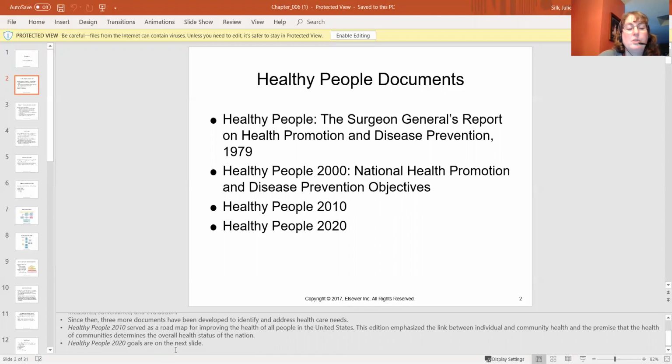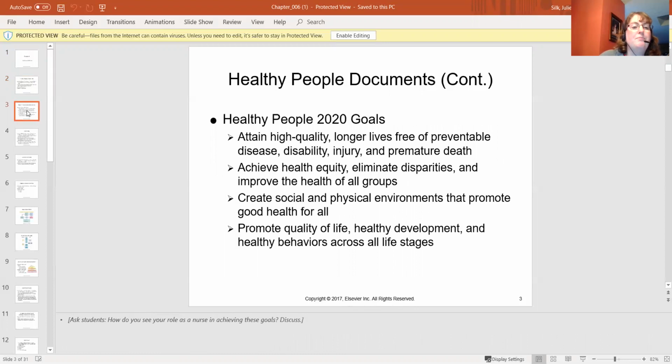Healthy People 2020 goals are on the next slide. So this is what those are. Attain high quality, longer lives free of preventable disease, disability, injury, and premature death; achieve health equity, eliminate disparities, and improve the health of all groups; create social and physical environments that promote good health for all; and promote quality of life, healthy development, and healthy behaviors across all life stages.